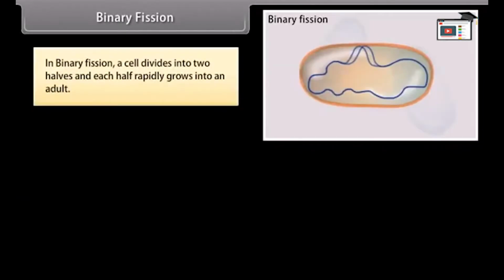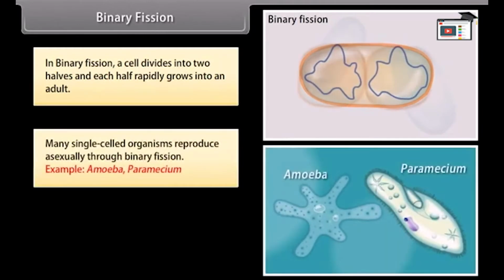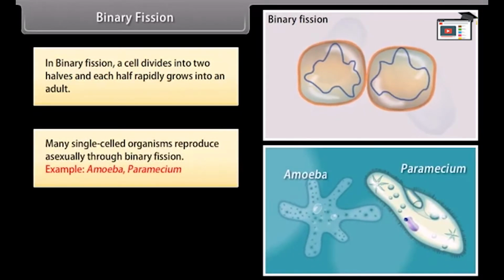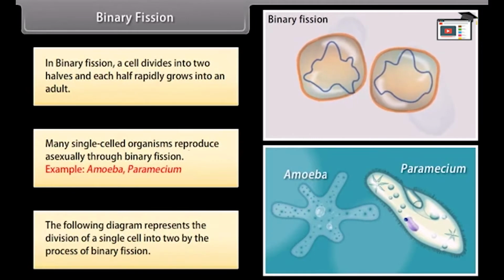Binary fission. In binary fission, a cell divides into two halves, and each half rapidly grows into an adult. Many single-celled organisms reproduce asexually through binary fission. Example: amoeba, paramecium. The following diagram represents the division of a single cell into two by the process of binary fission.